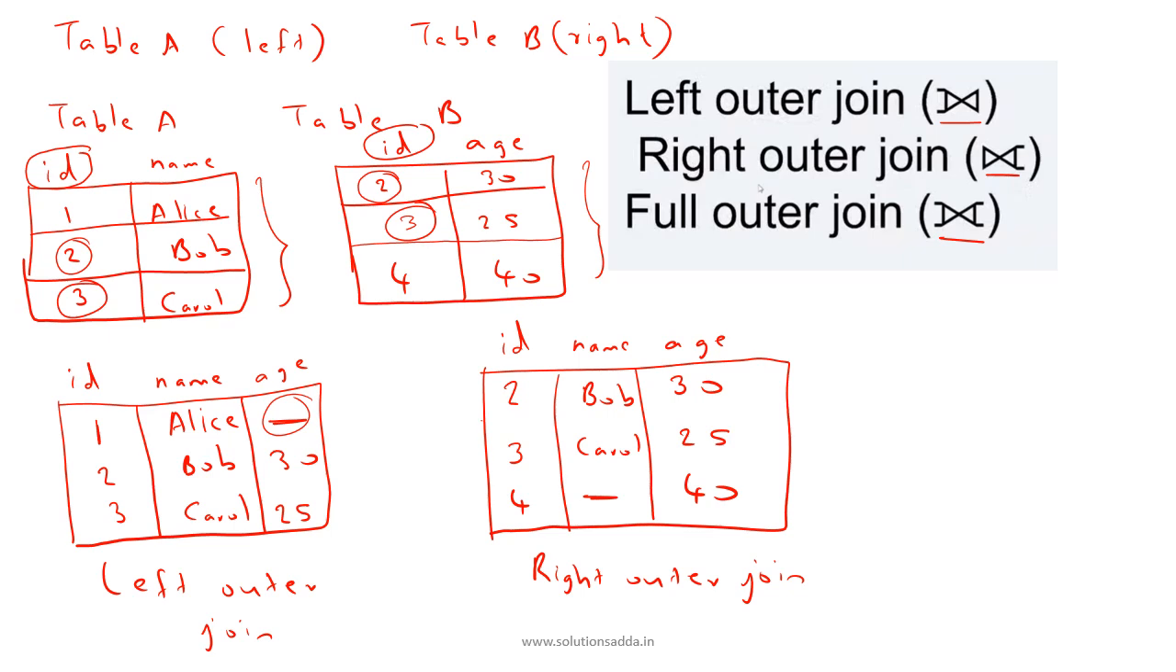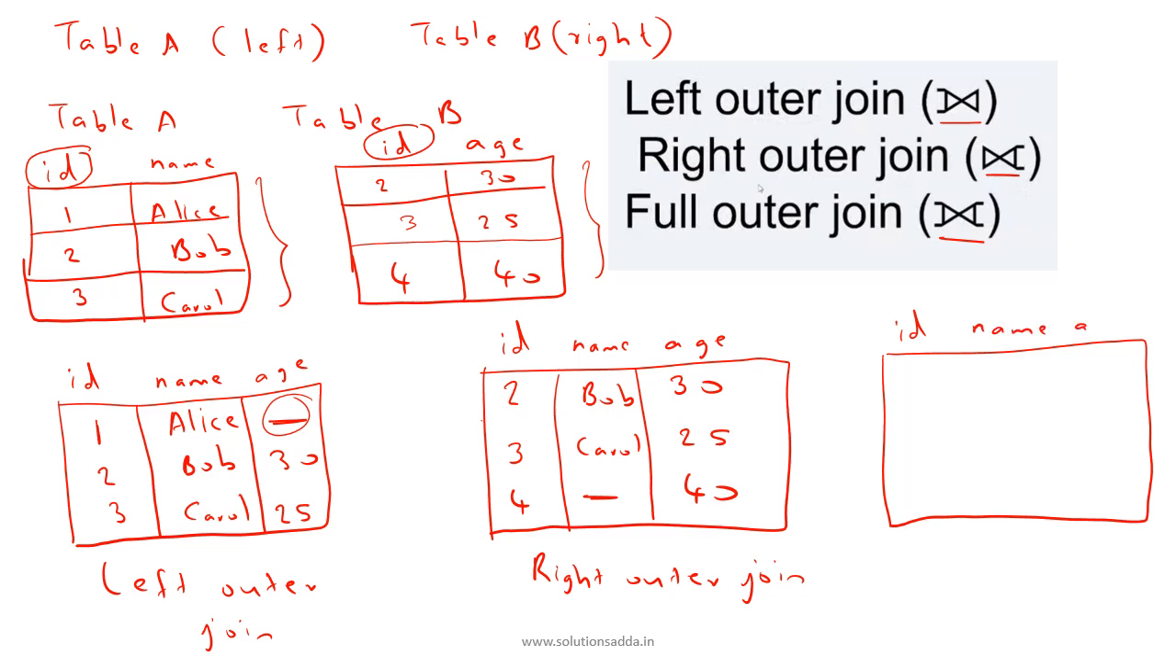Next one we'll see is full join. A full outer join returns all rows when there is a match in either the left table or the right table, and rows that do not have a match in one of the tables will have null in their result set. So let's see how to get this based on full outer join. Now let's see the third table. For full outer join, we are having ID, name, age.